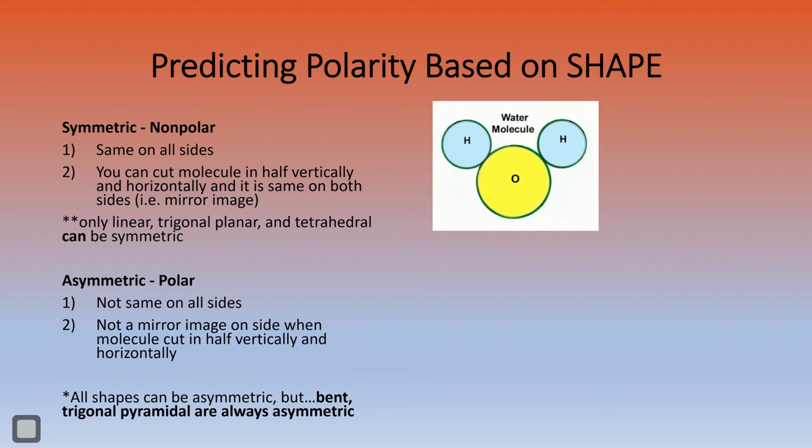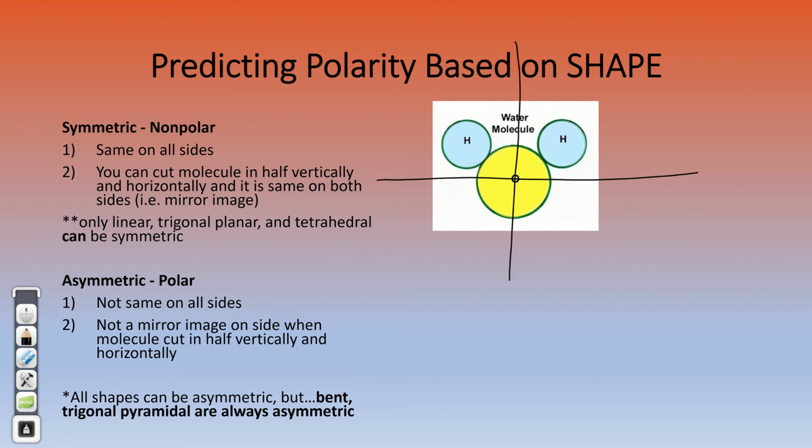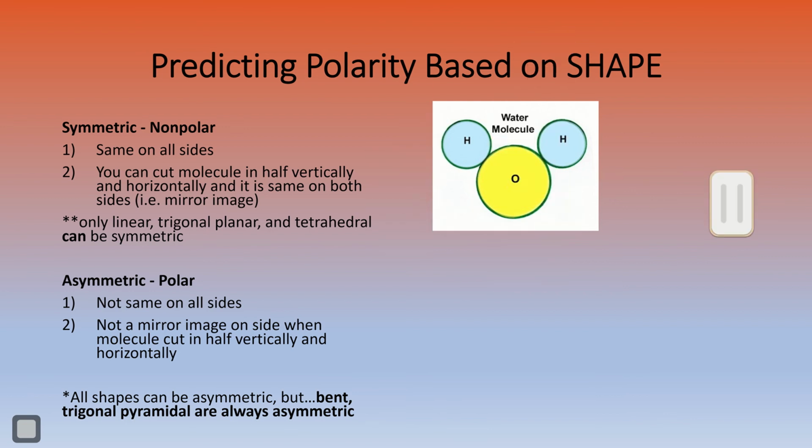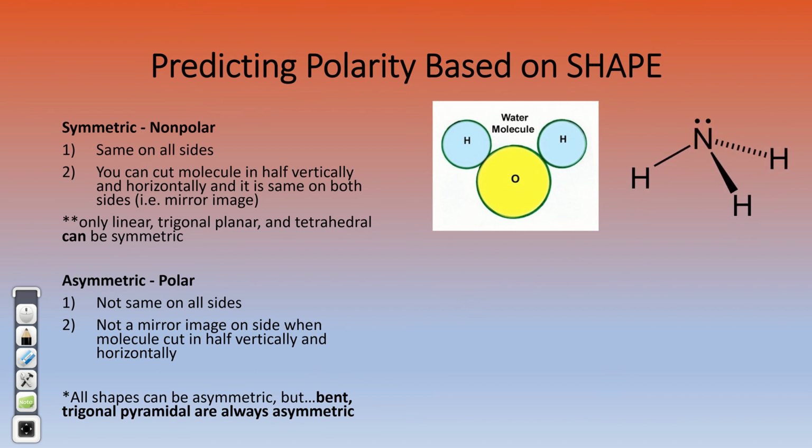So here's your water molecule. So what we're saying is, is this symmetric or not? If I cut it this way, that is symmetric, but if I cut it across the middle here, now that's not symmetric from the top and bottom. So this would be a polar molecule. We also know that it's bent, and therefore it has to be polar. Okay, that's kind of the other clue. So if you know your shapes well, you can figure these out a little faster. Okay, NH3, same thing.